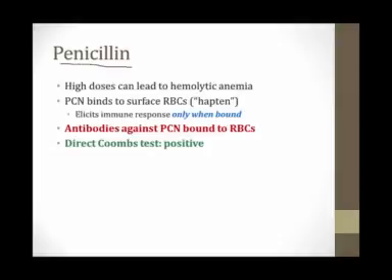Another drug that is classically associated with hemolytic anemia is penicillin. At high dosages, penicillin can lead to hemolysis. This occurs because penicillin binds to the surface of red cells and functions as something known as a hapten. A hapten is a molecule that does not elicit an immune response by itself, but does elicit an immune response when bound to tissues. In this case, it elicits an immune response when it's bound to red blood cells, and antibodies are produced directed against penicillin bound to the RBCs. This is a little bit different from the mechanism of hemolytic anemia with methyl-dopa, but just like with methyl-dopa, the direct Coombs test will be positive. And although this side effect is classically associated with penicillin, it also commonly occurs in patients taking cephalosporin antibiotics.